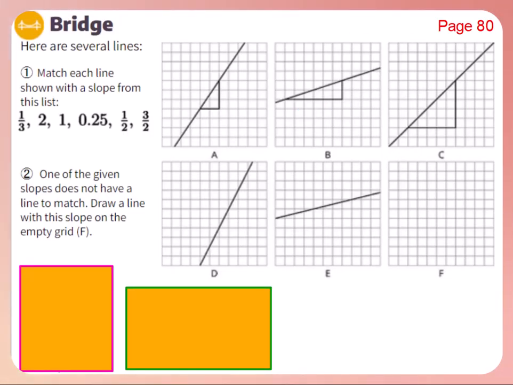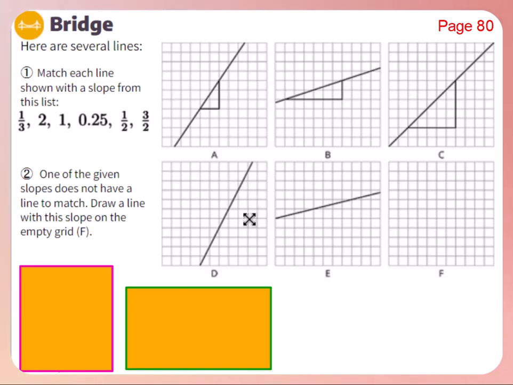Turn to page 80 and let's complete the bridge. We have several lines. I want you to match each line shown with the slope. So those little triangles, those right triangles, are there to help you find the slope. Remember, rise over run. Going up is positive, going down is negative. Going left is negative for the X direction, and going right is positive. Okay, so that should help you quickly find the slope of each line.